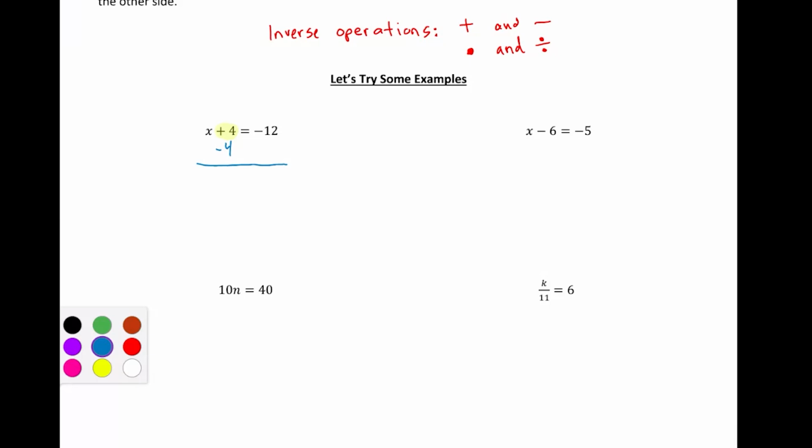Like if I just subtract 4 from the left-hand side here, and I write x equals negative 12, negative 12 is not the solution that I want because negative 12 plus 4 isn't negative 12. So if I were to subtract 4 from one of these sides, I also have to do it from the other side of the equation. Now 4 minus 4 is 0, and that leaves us with x, which is what we want. Negative 12 minus 4 is negative 16.